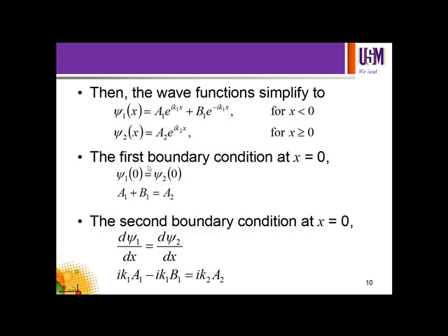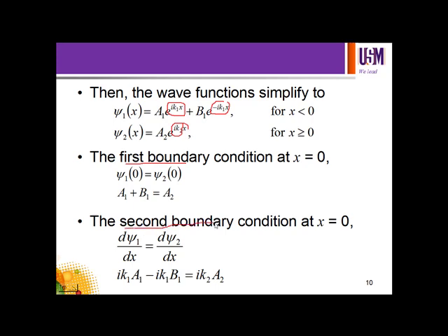So now we look at the boundary conditions. The first boundary condition is at x equal to 0, that means at the position of the potential wall. When x equal to 0, all the exponents become 1. So psi 1 when x equal to 0 is A1 plus B1, equal to psi 2 when x equal to 0, which is A2. So this is the first boundary condition. That means the wave function on both sides of the boundary should be continuous.